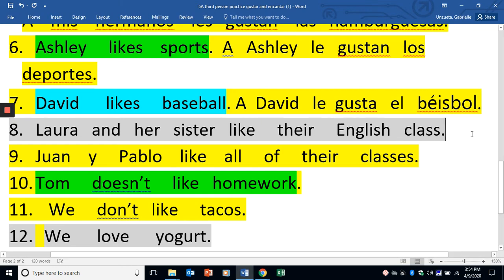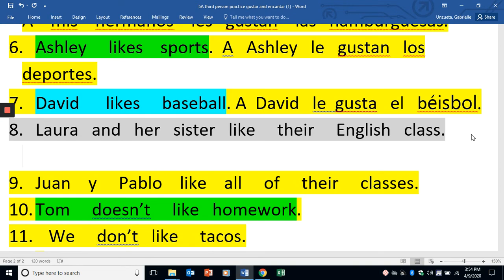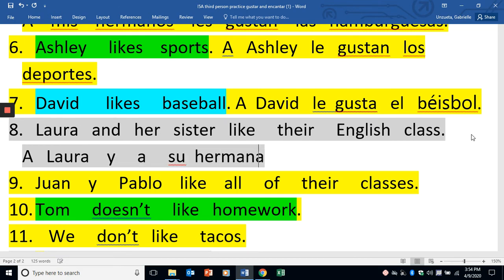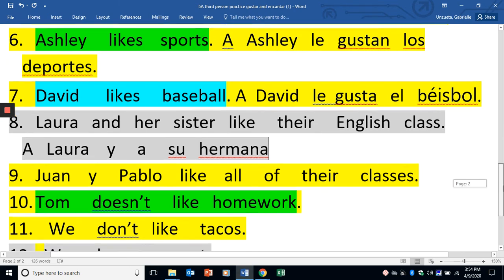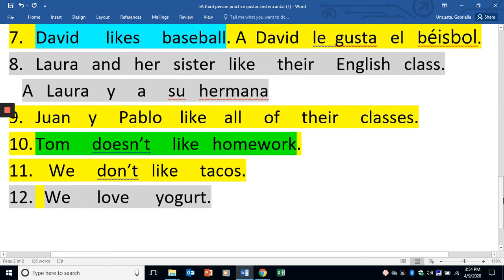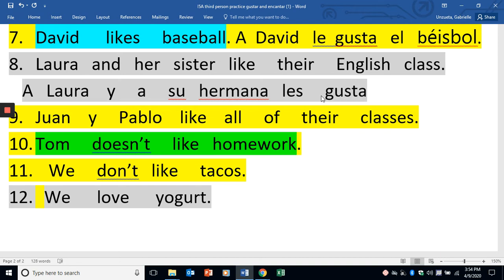Laura and her sister like their English class. They both have the same one and they like it. Okay, so we're going to say a Laura y a su hermana. Here you can put a second personal a if you'd like. Don't technically need it, but I always like to put it because it's not wrong. Now I'm going to choose between le and les. I am going to choose les, because there's plural sisters. Les gusta. They're in the same English class.